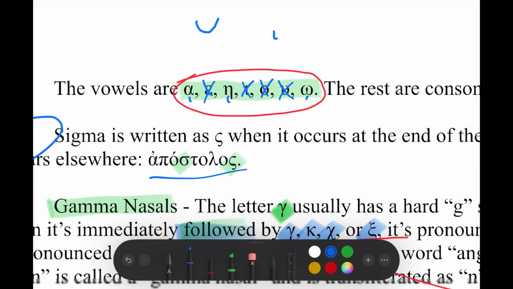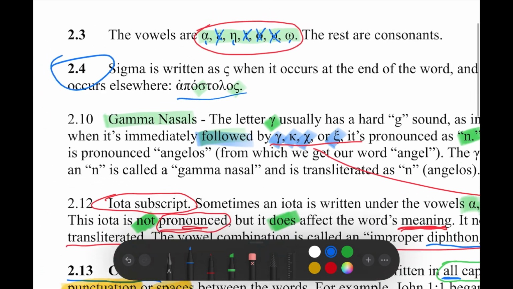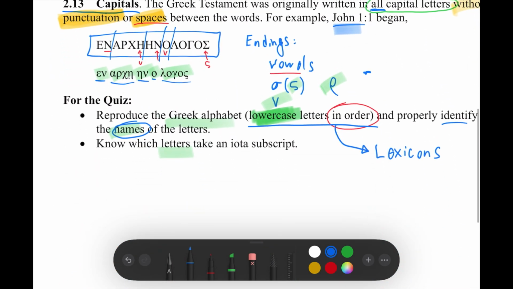Kind of a silly way that I remember which letters the iota can go underneath. All right, that's it.